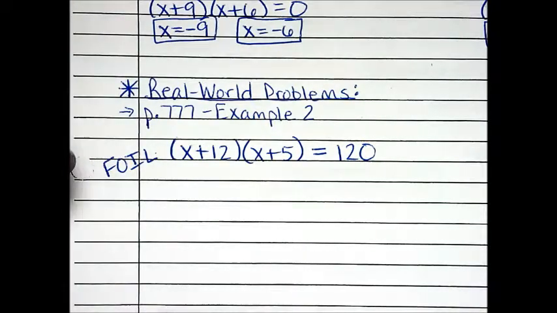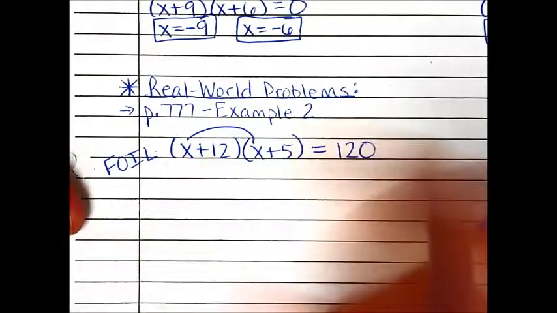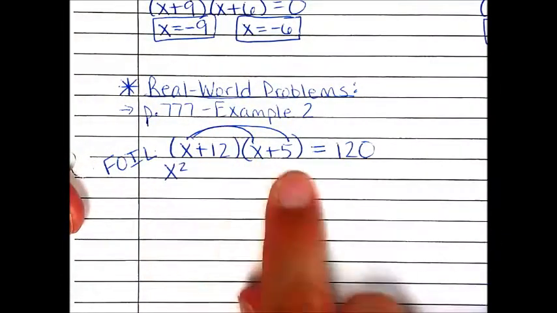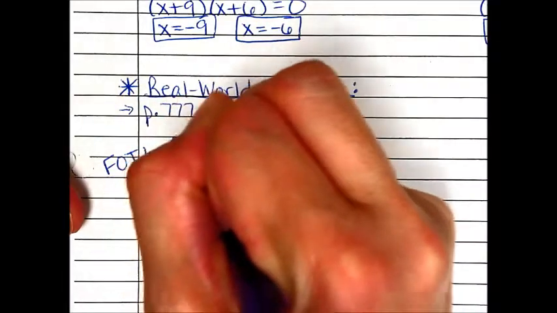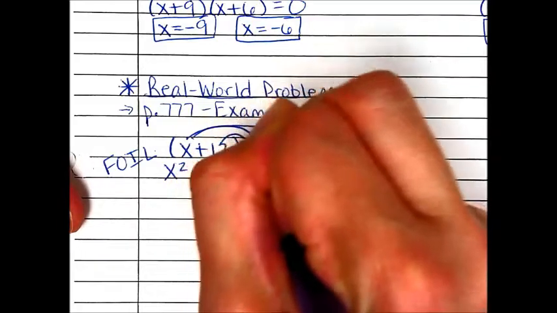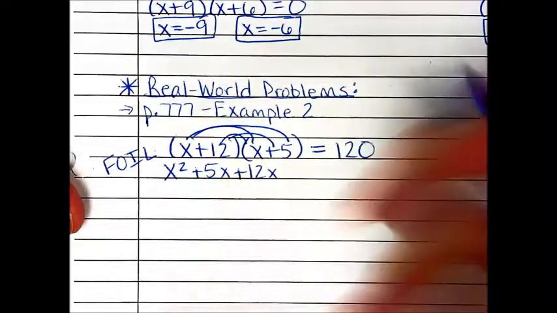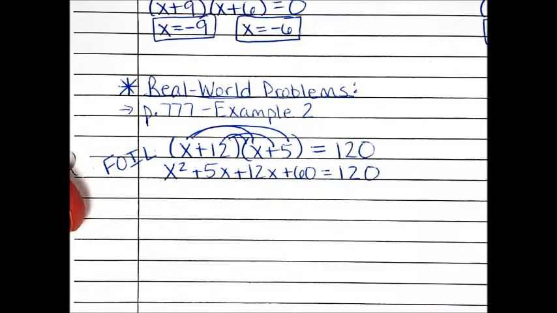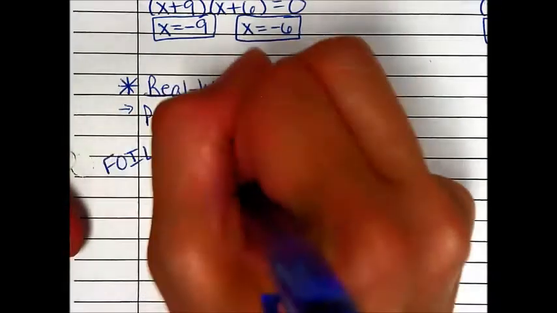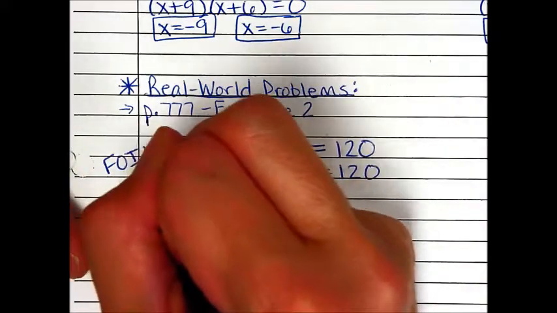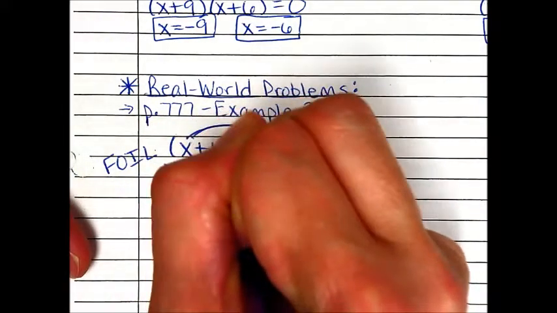So let's FOIL it. Okay, first, x times x is x squared. Outer, x times 5 is 5x. Inner, 12 times x is 12x. Last, 12 times 5 is 60. Equals 120. Okay, combine your like terms there, right? The 5x and the 12x should be combined to make 17x. So we have x squared plus 17x.